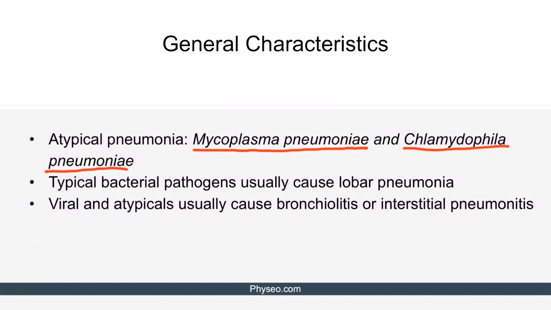The type of pneumonia depends on the type of pathogen. Typical bacterial pathogens usually result in lobar pneumonia. In contrast, viral pathogens and atypical pathogens result in bronchiolitis or interstitial pneumonitis.